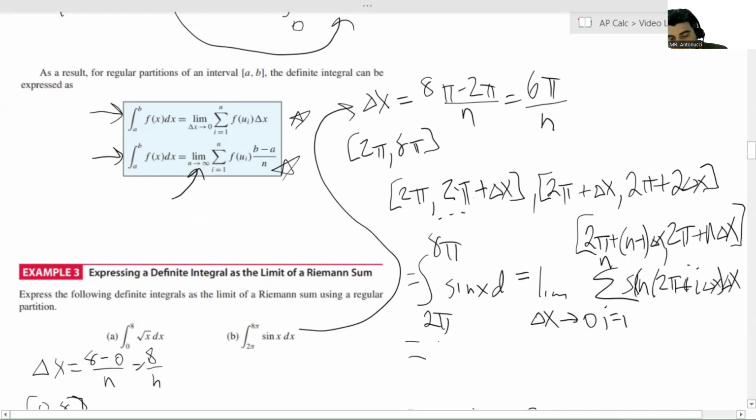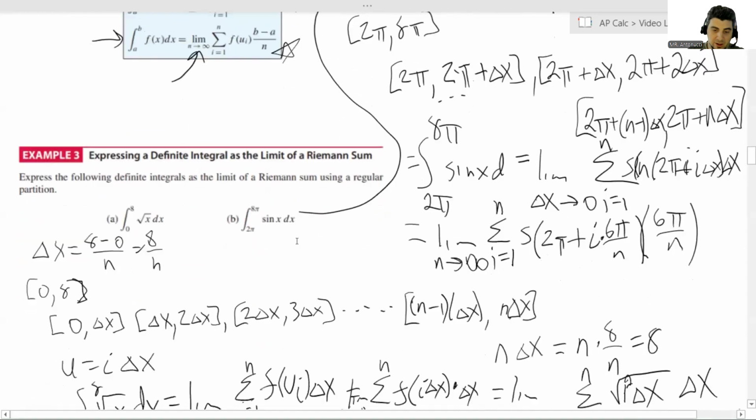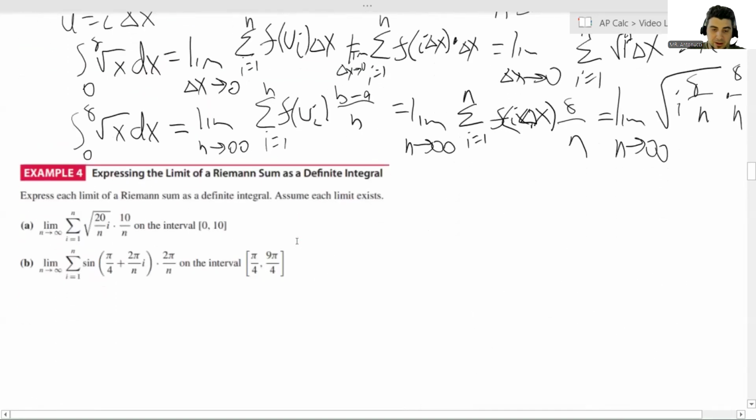If we use the second expression, it's going to be the limit as n approaches infinity of the sum from i equals 1 to n of f of x_i, so 2 pi plus i times 6 pi over n, times (b minus a) over n, which in this case is 6 pi over n. Okay, so either way. All right. So I know that was a lot there.